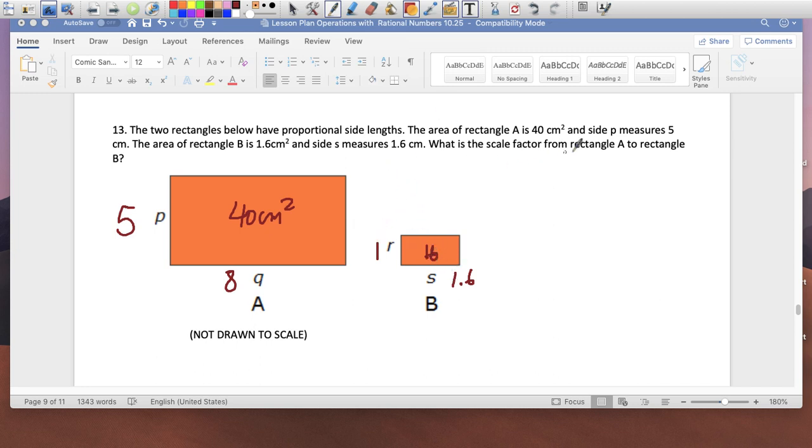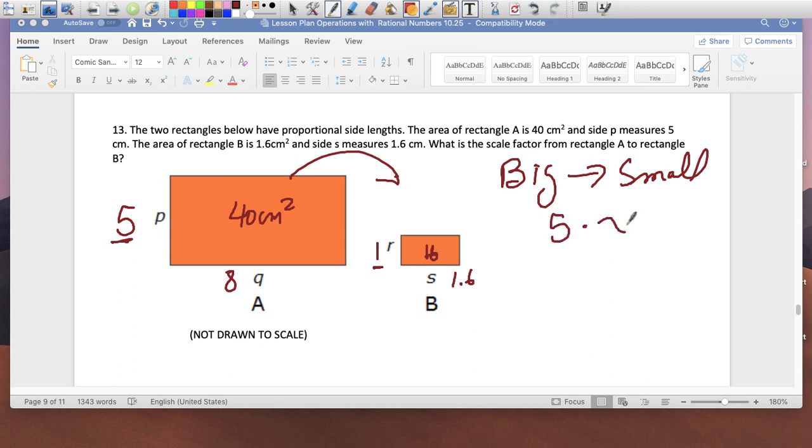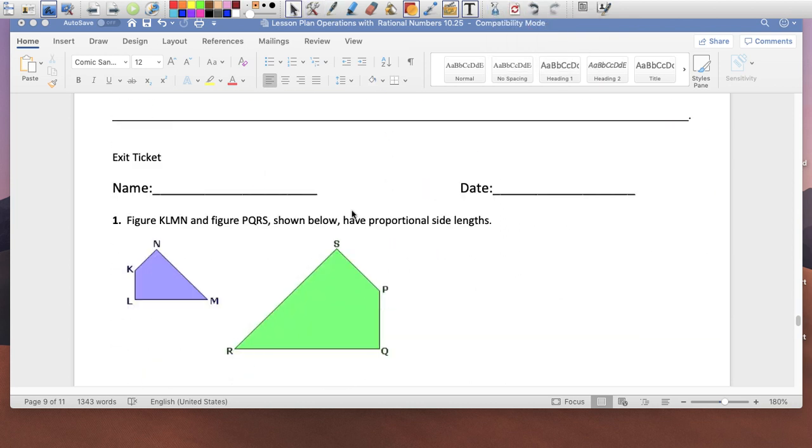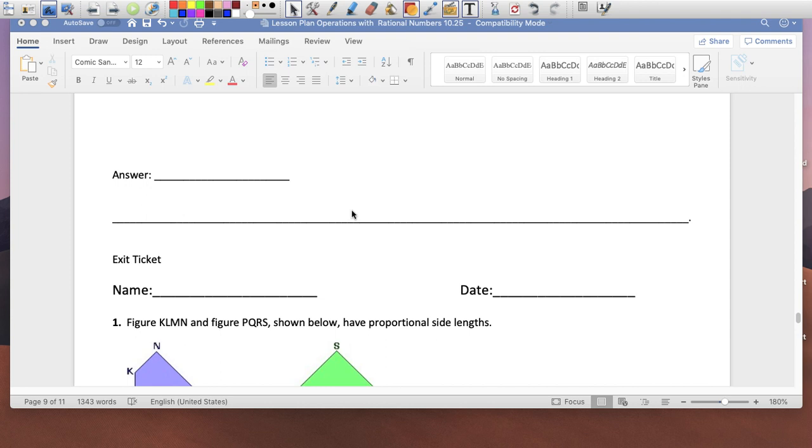Okay? So we want the scale factor from rectangle A to rectangle B. So we're going from big to small. Let's pick the easy one, 5 and 1. On this side is 5 times a number equals 1. Divide by 5, divide by 5, and our scale factor is 1/5, right? Because it's a reduction, so it definitely got smaller. Okay, is that it? Yeah, and then you have your exit ticket. Okay, that's it.